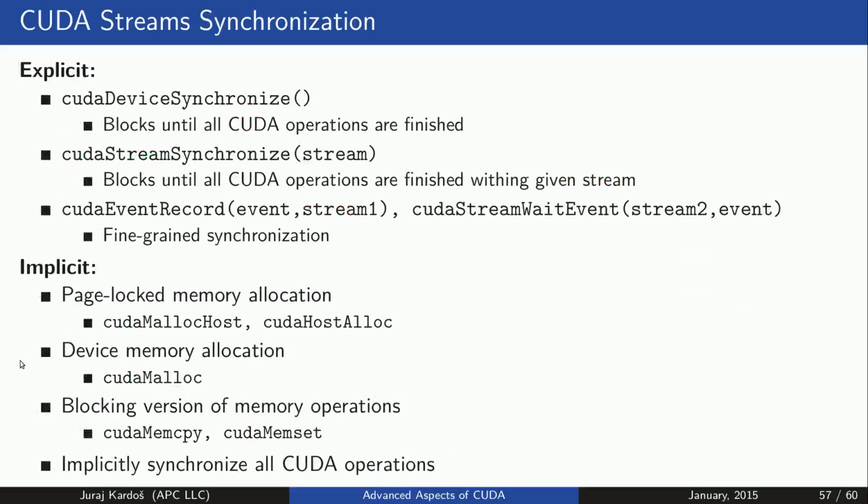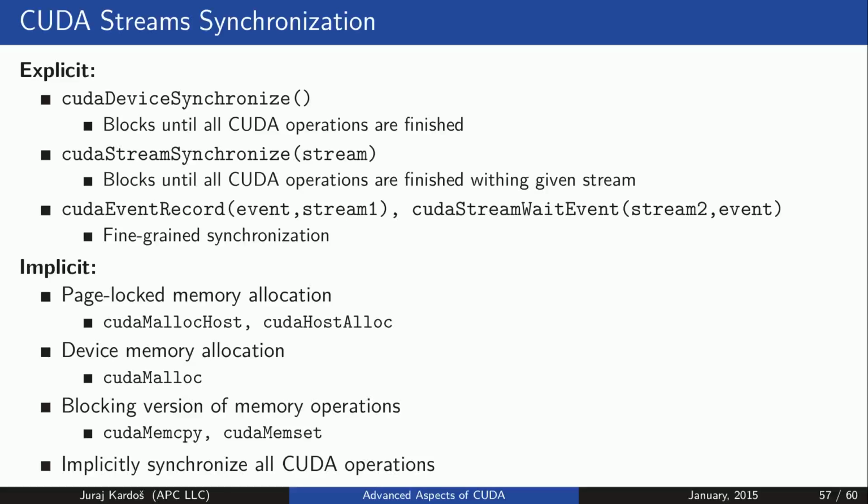There are cases when you need to synchronize operations within different streams. CUDA offers you multiple levels of control. cudaDeviceSynchronize blocks until all previously issued operations within all CUDA streams for the given GPU are finished. cudaStreamSynchronize blocks until all previously issued operations from the given stream are finished. And finally, fine-grained synchronization is provided by CUDA events.